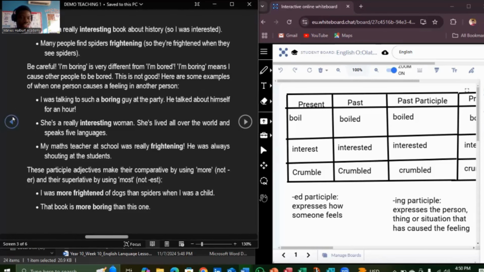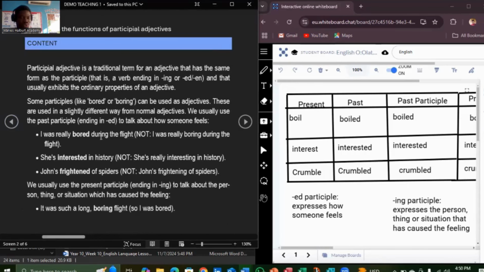And these are the different examples that we have. I was really bored during the flight. She is interested in history. John is frightened of spiders. So frightened here is expressing how this person feels.